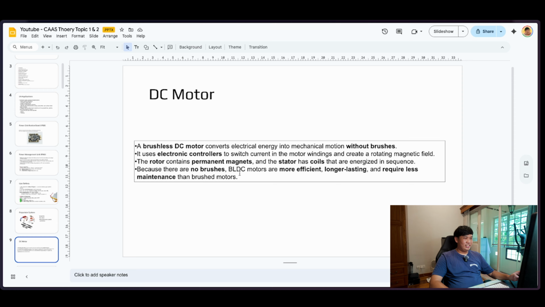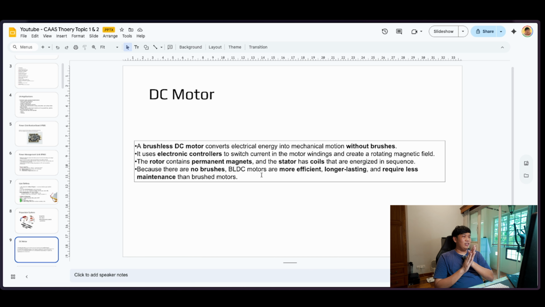DC motor is a brushless DC motor, which converts electrical to mechanical motion without brushes. It uses electronic controllers to switch current to the motor windings and create a magnetic field. I won't read through the whole thing. It's just brushless motors that use DC current. If you don't know what DC current is, it's just coils inside. This is how I remember: coils inside, this is brushless. I don't know why it's called brushless.